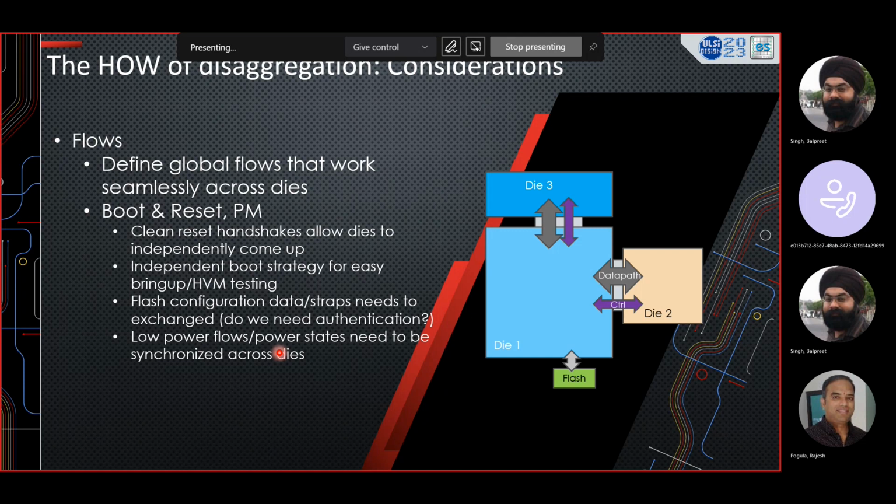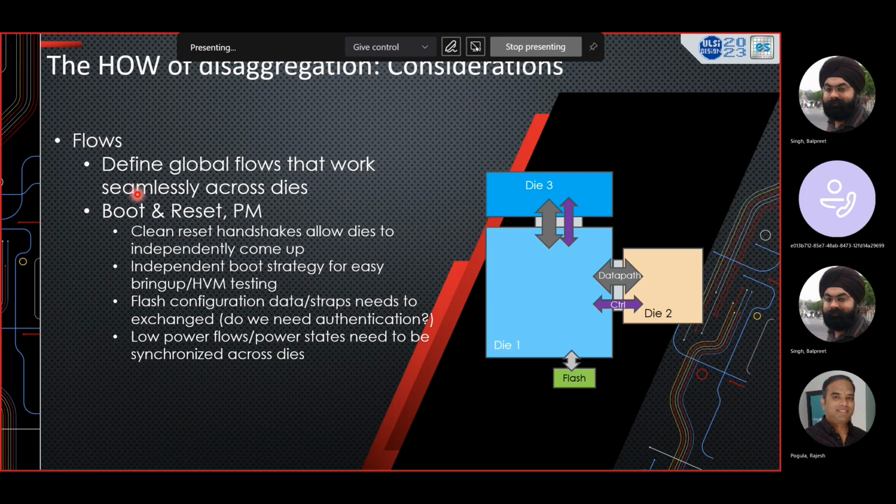I talked about the flows, and I think we had a question on what kind of flows we need to think about. So any global flow, which in your original monolithic solution was going across the entire SoC, now that entire SoC is partitioned among 4, 8, whatever chiplets. So all of these global flows have to be very carefully thought through and architected to ensure that they are able to work seamlessly across these chiplets. I have a few flows listed over here.